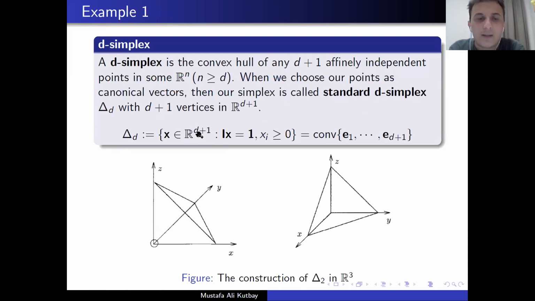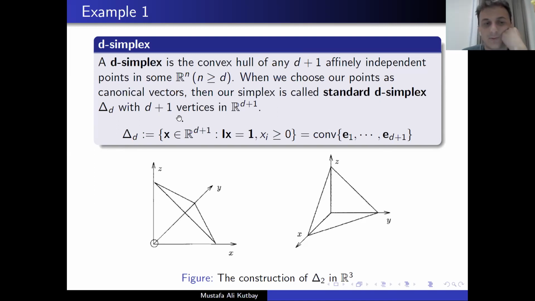So I want to set up a couple of examples. The most basic fundamental example, I think, is the D-simplices. Before getting started with D-simplices, I would like to start with standard D-simplices. It is pretty easy. You need to take D plus one vectors in the Euclidean space of dimension D plus one and take their convex hull and get a shape. This shape will be, as I just told you, a polytope.